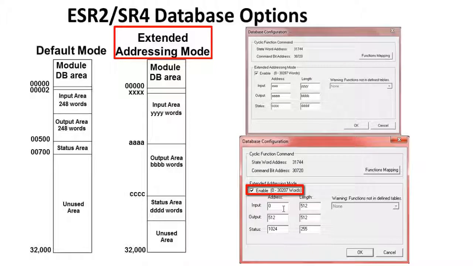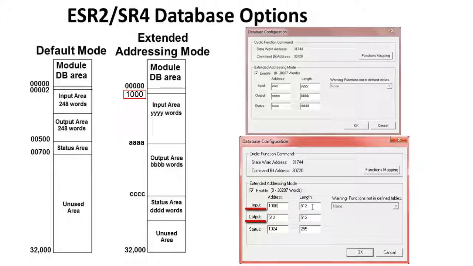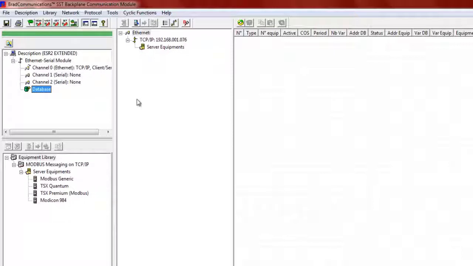Now, we have a 30K word database. You can set up the input and output sizes for anything within that range. What we're going to do is start at 1000 offset and length of 1000 words. And then for the output, we'll start at offset 2000, again with a length of 1000. And status will start at 3000 and a length of 255 is fine. Let's say OK. So that's our database set up.